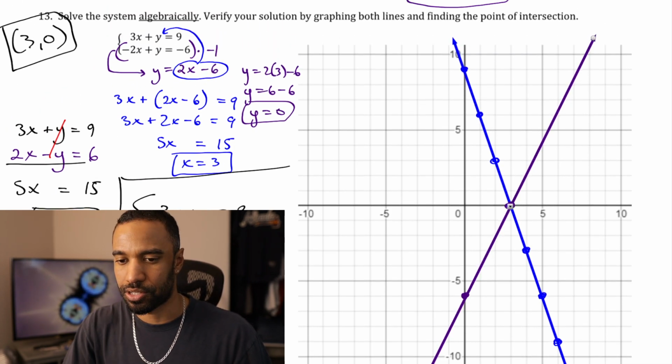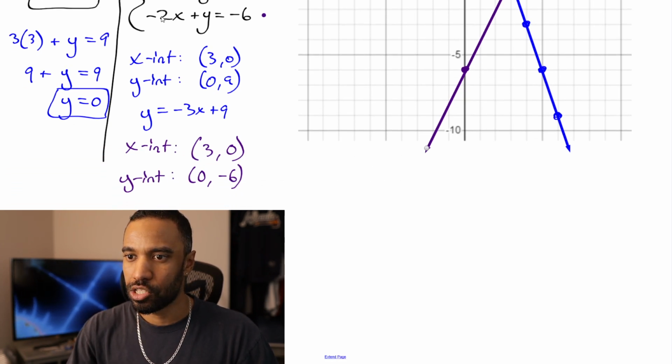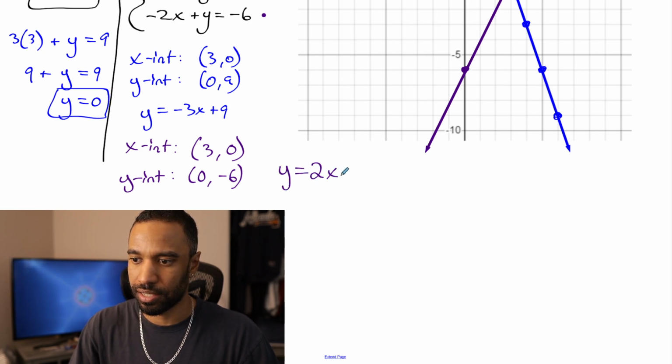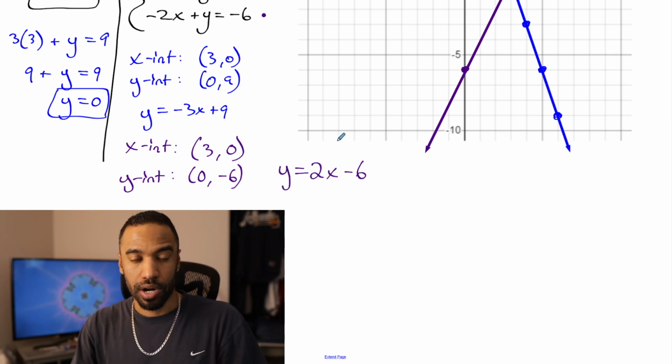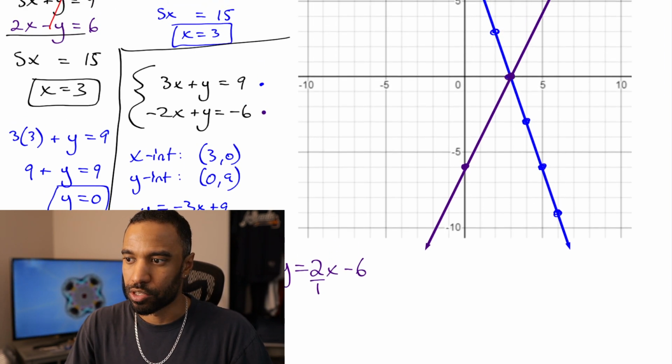All right. Now let's see if in slope-intercept form, by adding 2x to both sides, I get y equals 2x minus 6. So starting from negative 6, I will rise 2, run 1. All right, and let's plot those points there.